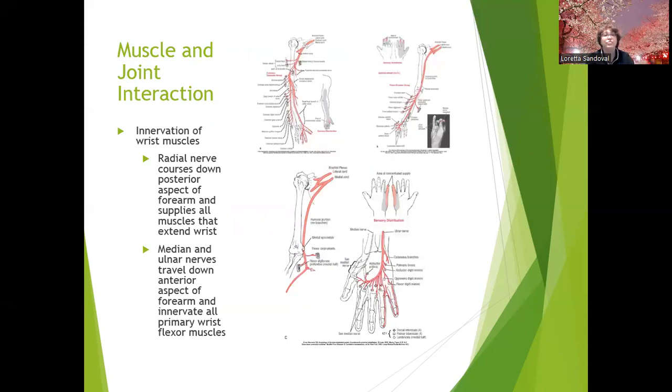So the radial nerve courses down the posterior aspect of the forearm, and it supplies all of the wrist extensors. The median and ulnar nerve travel down the anterior aspect of the forearm and innervate all the wrist flexors. So the ones that have radialis in their name get the median nerve, and the ones that have ulnaris in their name get the ulnar nerve. Pretty easy, I hope.